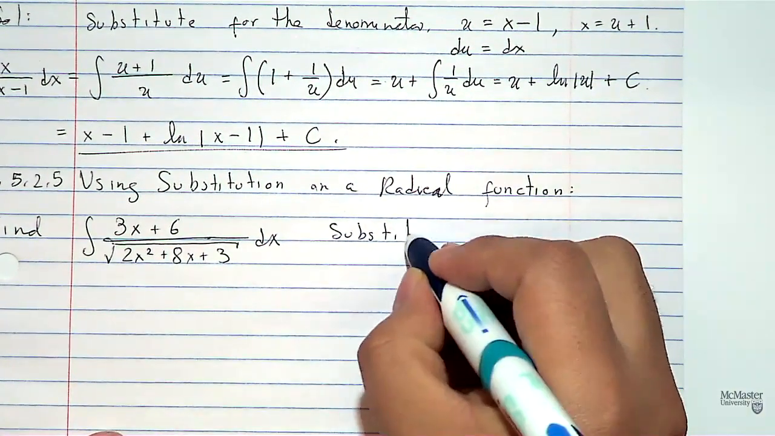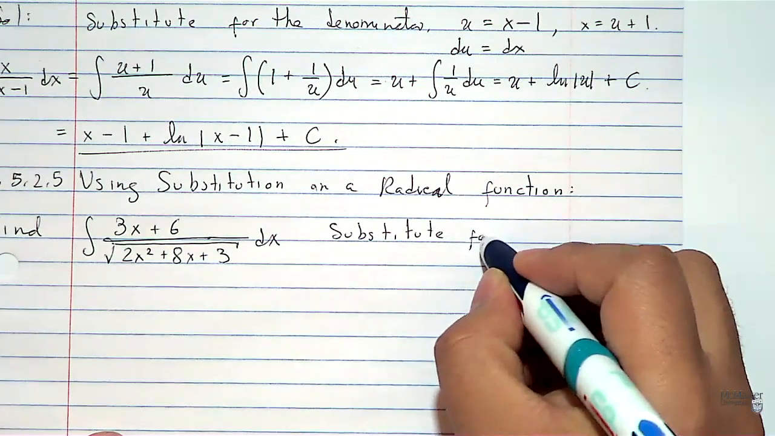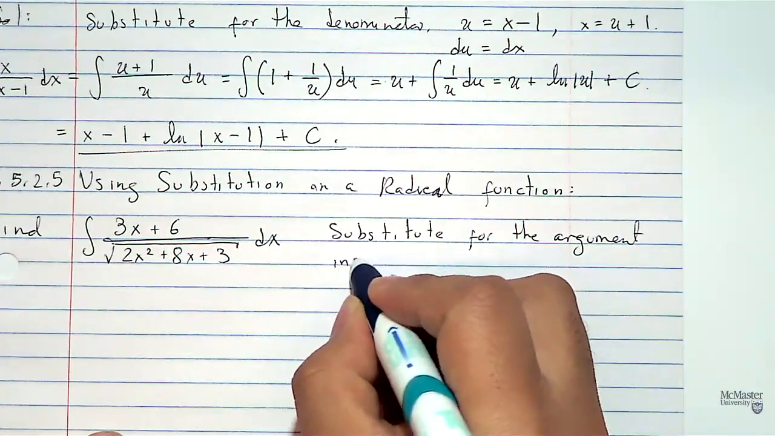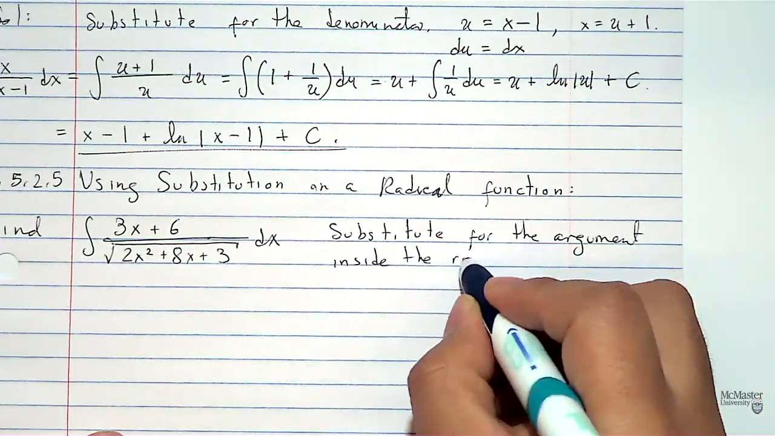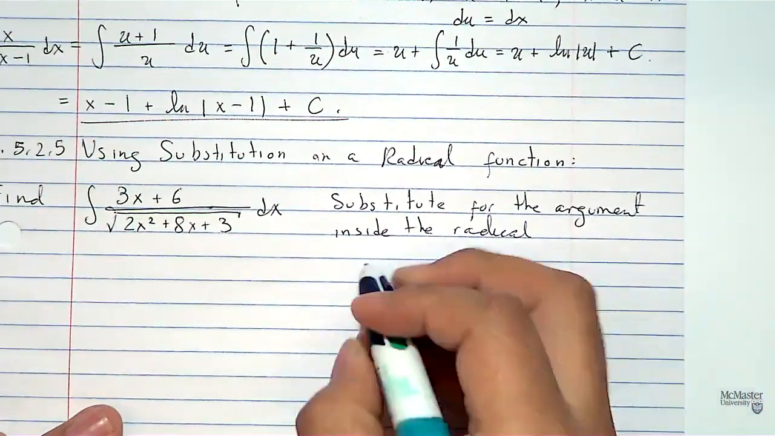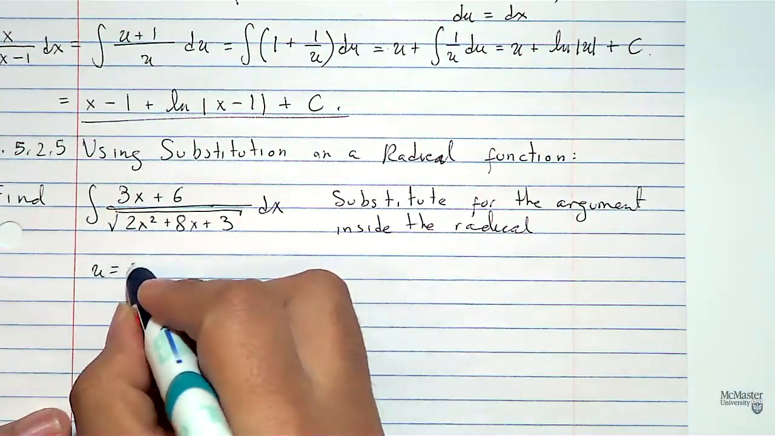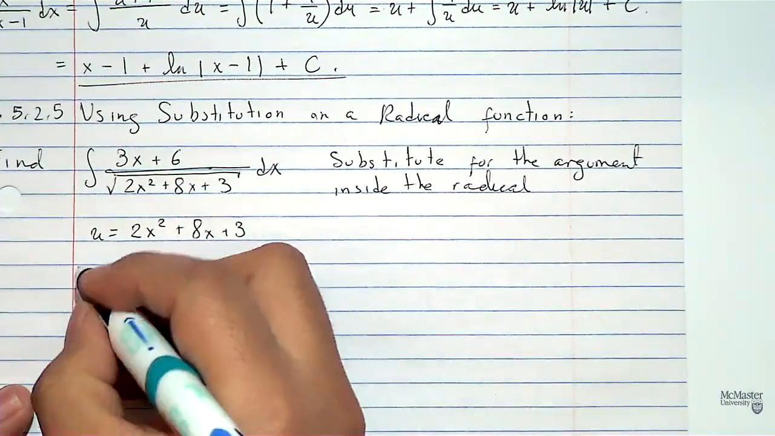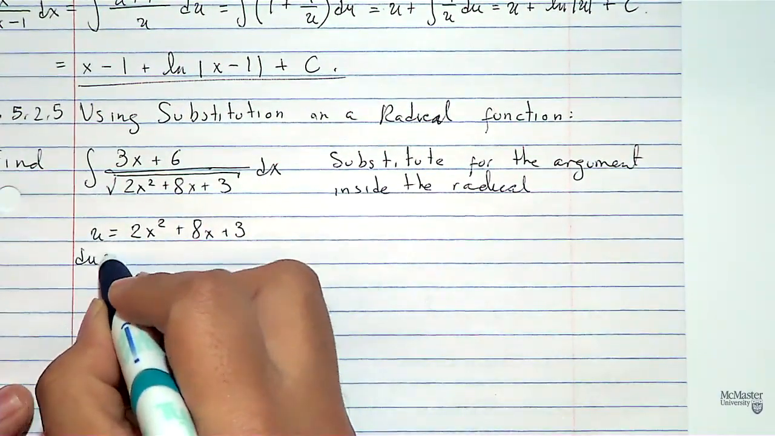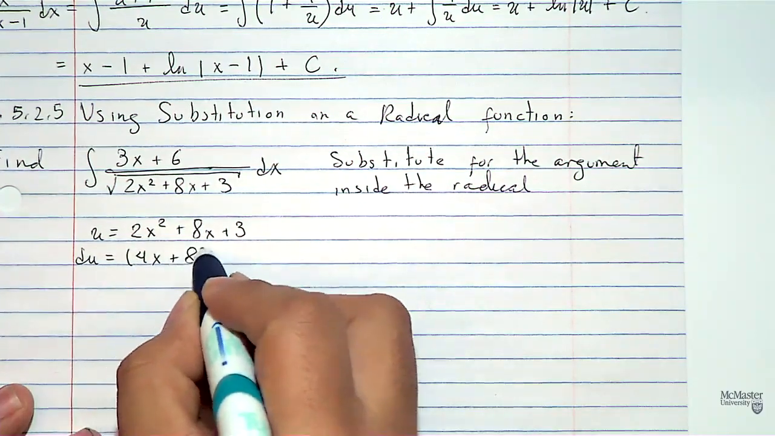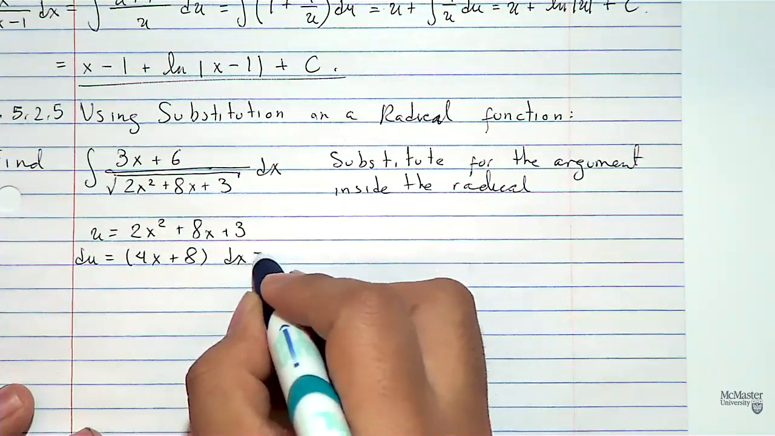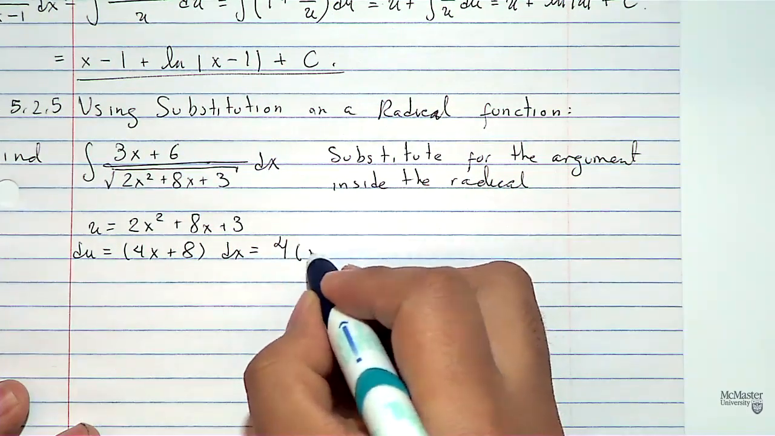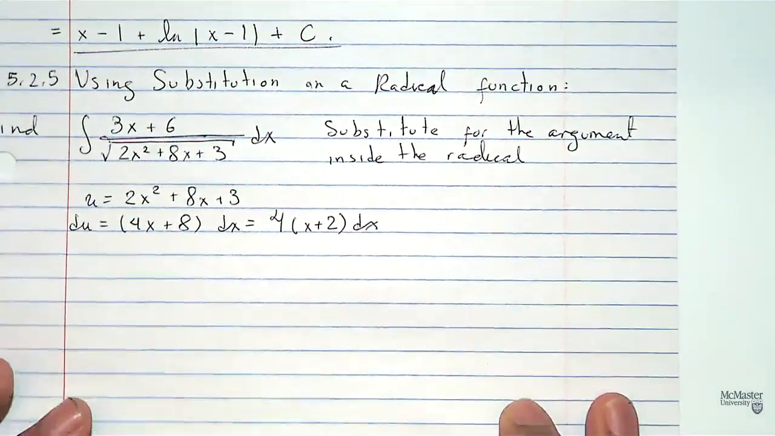You have to substitute for the argument inside the radical, so the square root thingy. So you define a variable u equal to 2x squared plus 8x plus 3. If you do the differentiation, you have du equal to 4x plus 8 times dx, and we can actually do another simplification, which might be helpful, because this is 4 times x plus 2 dx.